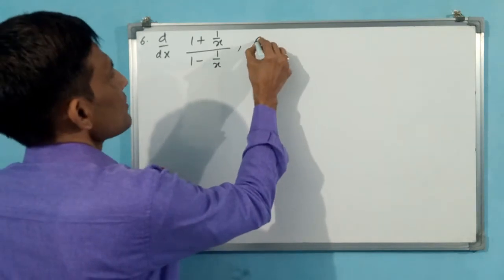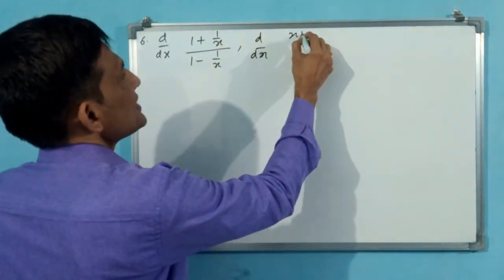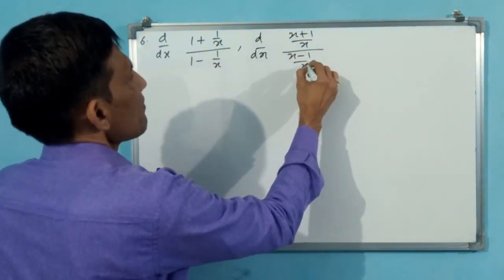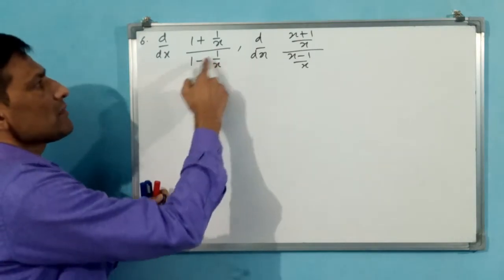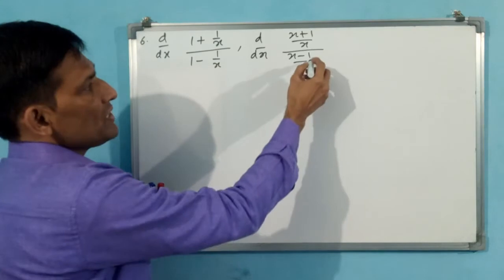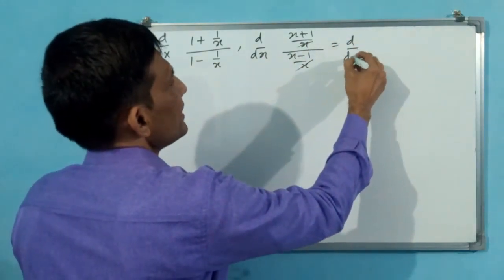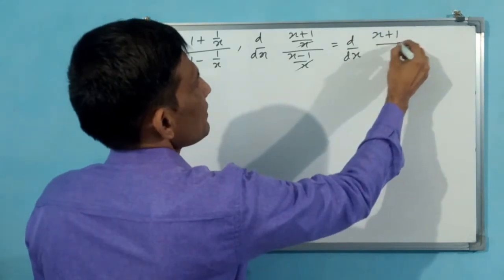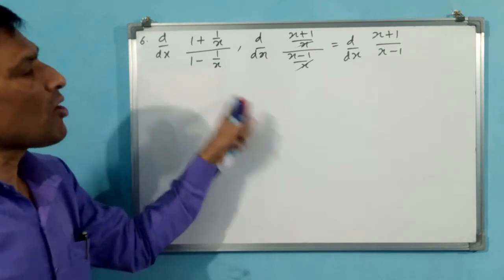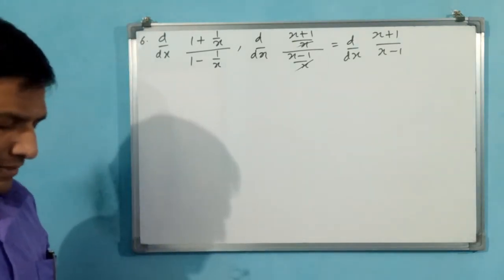Okay. What I am doing, you see, observe carefully. D by dx, cross multiply, (x plus 1 by x) divided by (x minus 1 by x). Is it correct? (x minus 1 by x), (x plus 1 by x). Cross multiplication I have done. You see here, these two x are going to get cancelled. D by dx of (x plus 1) by (x minus 1). Now you see, rather than a little bit complex, simpler terms have come. Okay. Now proceed further accordingly.